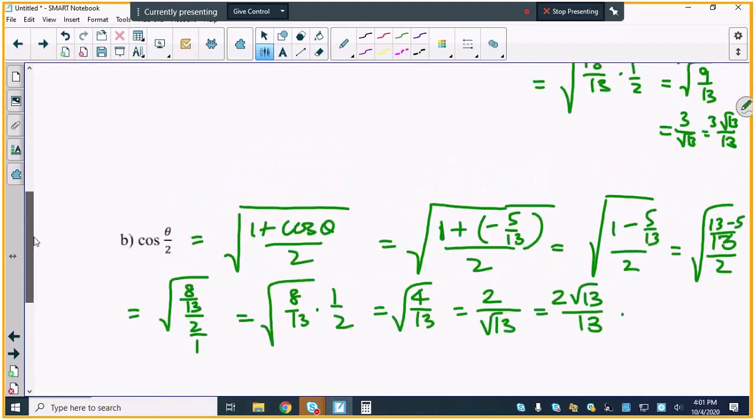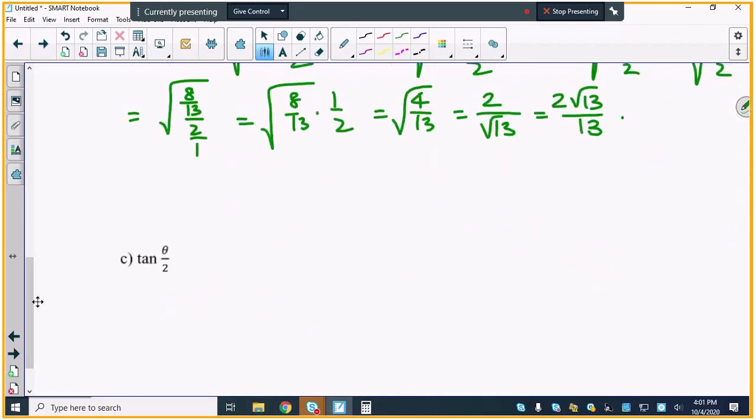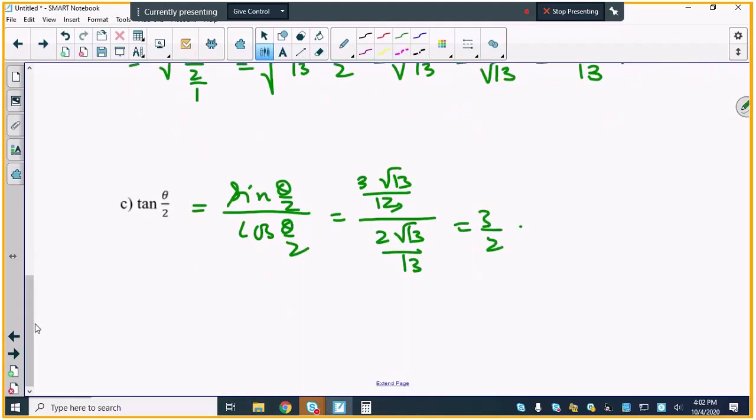Sine theta over 2 was 3 square root of 13 over 13. Cosine is 2 square root of 13 over 13. Tangent theta over 2, I can simply do the ratio. So sine was 3 square root of 13 over 13, and cosine is 2 square root of 13 over 13. So that's 3/2. You can actually use the half angle formula for tangent to do this problem, or so to say, you can say this is square root of 1 minus cosine theta over 1 plus cosine theta. Positive because theta over 2 is in the first quadrant.